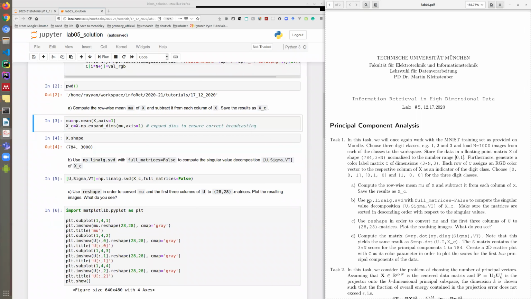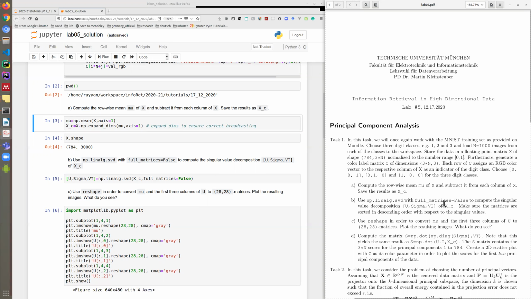Now the next task is to use np.linalg.svd, the same thing we have already used, with full_matrices equal to False, to compute the singular value decomposition U, sigma and V transpose of Xc. So we want to find the SVD of the centered matrix. Make sure the matrices are sorted in descending order with respect to the singular values. This is already done by the SVD function, so we don't need to worry about the sorting here. But this is a usual practice.